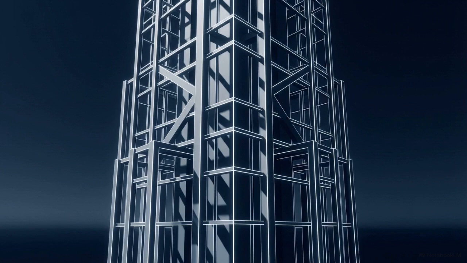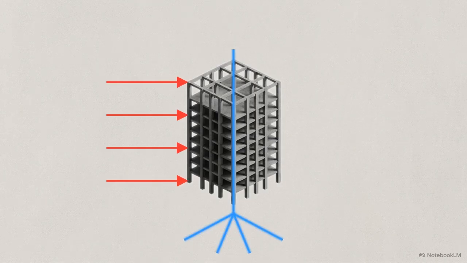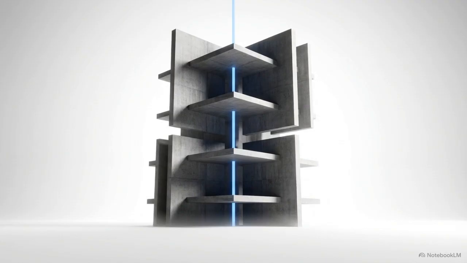A building survives an earthquake on a single, uncompromising condition. It must maintain a continuous, uniform load path to transfer seismic forces from the roof straight down into the foundation. That perfect uniformity is an engineering ideal.